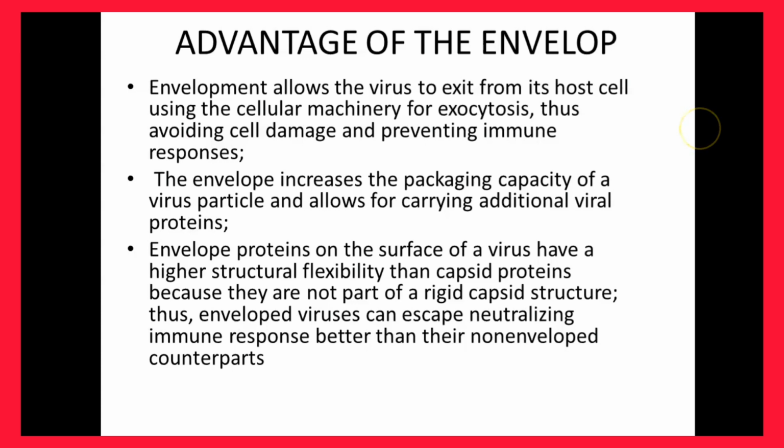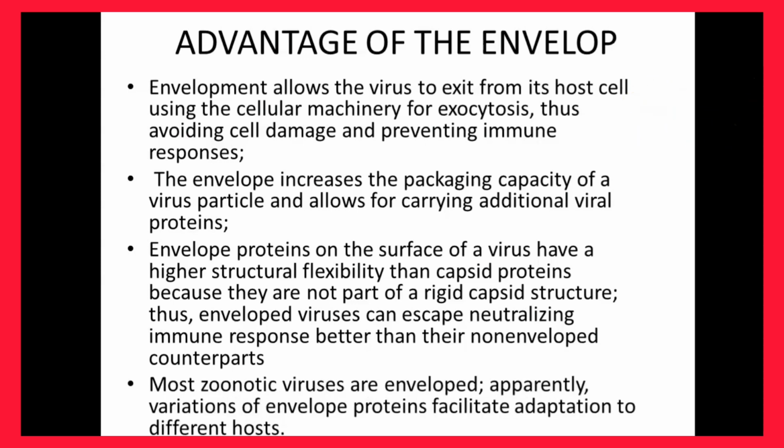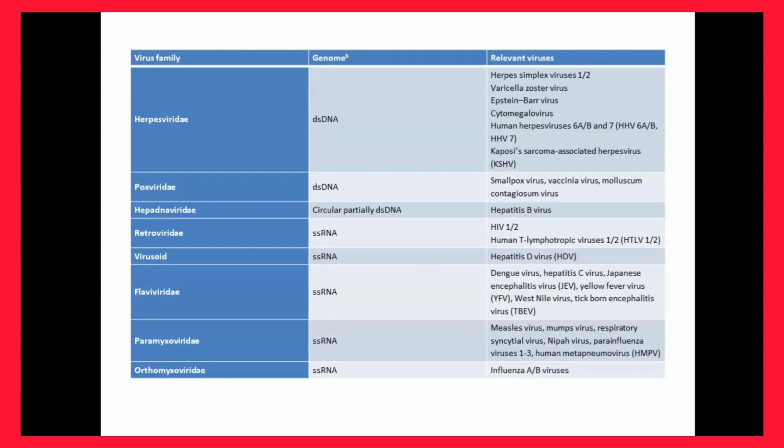Envelope proteins on the surface of the virus have higher structural flexibility than capsid proteins because they are not part of a rigid capsid structure. Thus, envelope viruses can escape the neutralizing immune response better than non-envelope viruses, as I said earlier. Most zoonotic viruses are enveloped. Apparently, variation of envelope protein facilitates adaptation to different hosts. These are the families of envelope viruses: Herpesviridae, Poxviridae, Hepadnaviridae, Retroviridae, virusoids, and so on.